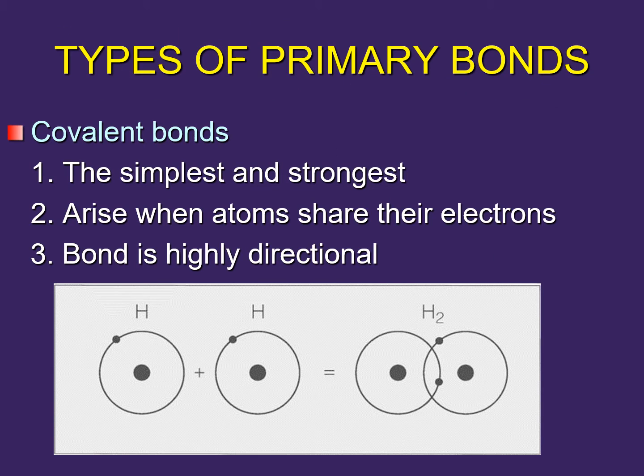Covalent bond, it is the simplest and the strongest, arises when atoms share their electrons by overlapping of the orbits. The bond is highly directional. An example of a covalent bond is H2.